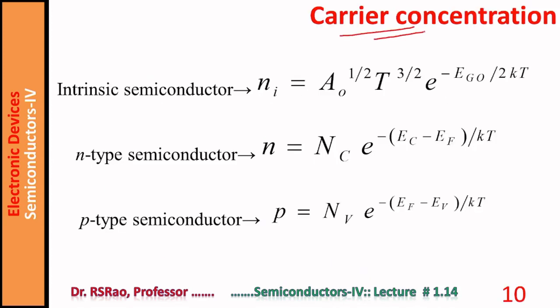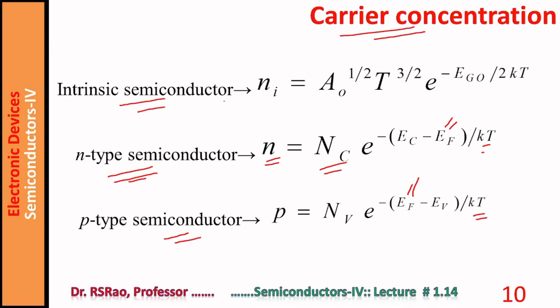In this slide are given certain analytical relations. These relations connect the Fermi level with carrier concentration. In the case of n-type semiconductor, electron concentration is NC multiplied by e power minus (EC minus EF) by kT. In the case of p-type semiconductor, hole concentration is NV multiplied by e power minus (EF minus EV) by kT. Notice EF is there in these relations.